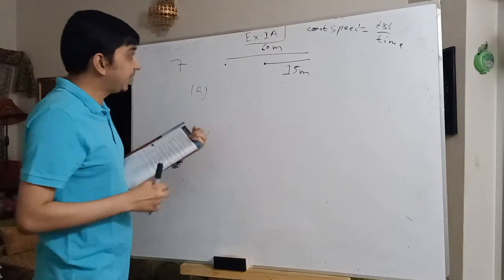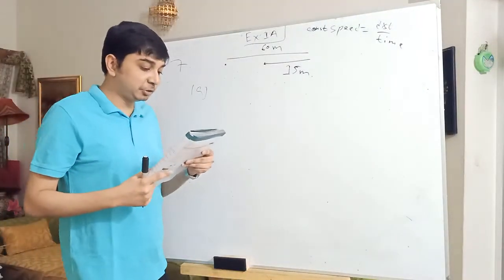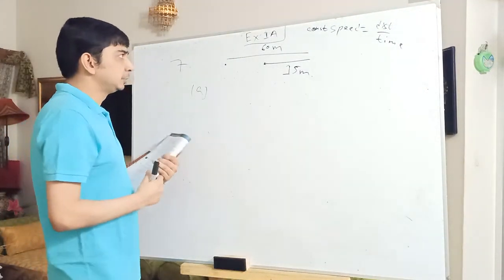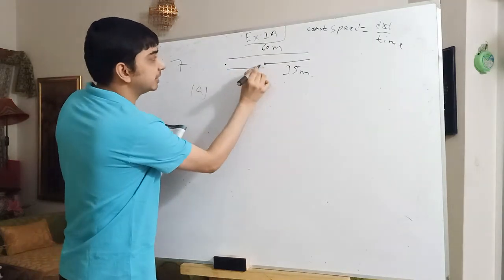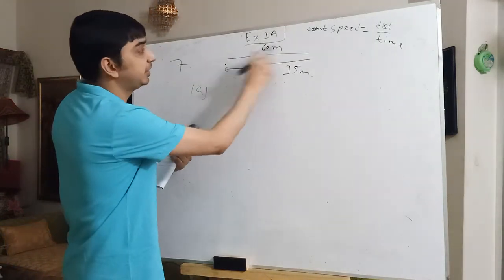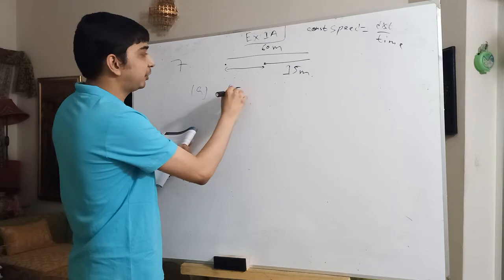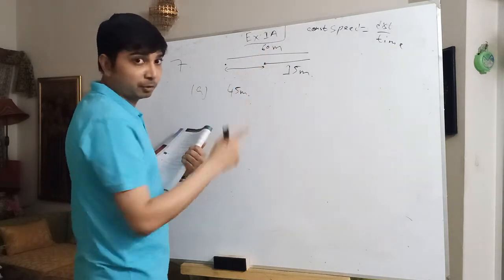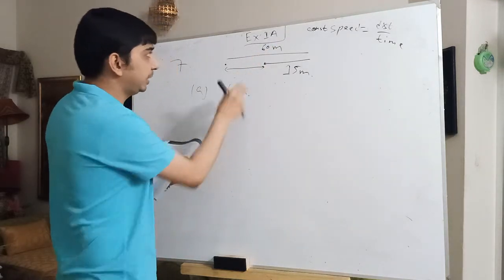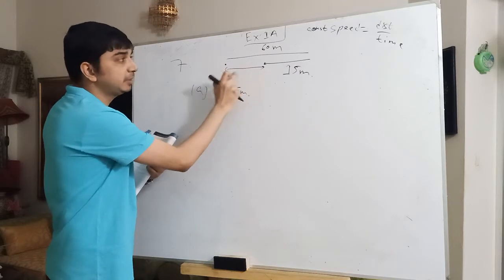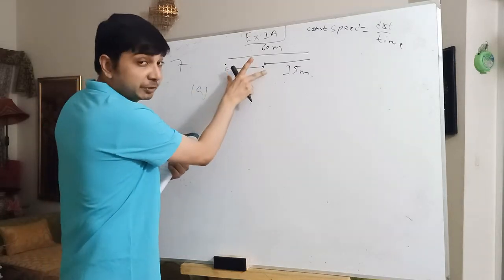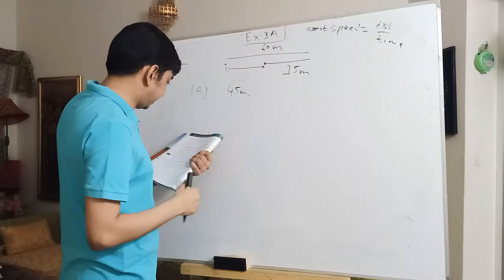Now question A is asking the displacement from its starting position. So displacement will be this distance. It's 60 minus 15. So it's going to be 45 meters in the forward direction. So this will be the displacement. This distance represents the displacement in the forward direction from the origin.